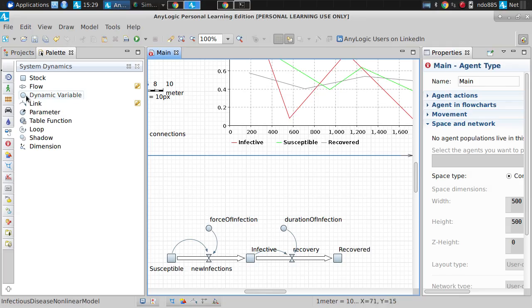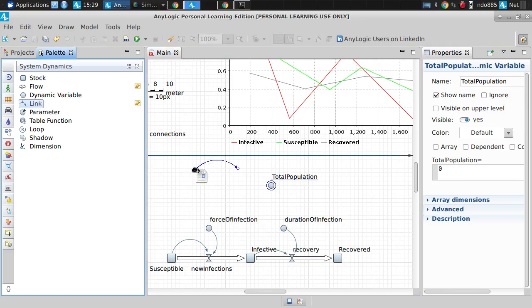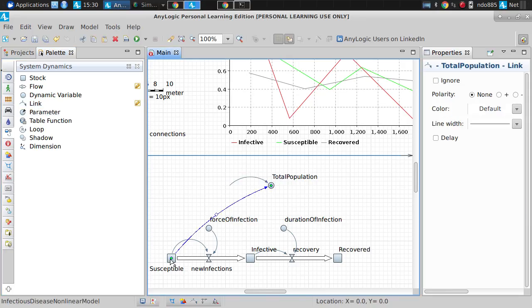The first thing is I'm going to put in place a dynamic variable, which you could argue is not needed in this case, although I would argue if we start to modify the model in certain ways, it will be. It's called total population. If I gave a formula for the total population, what would that formula have to involve of necessity? The three stocks. The three stocks, excellent.